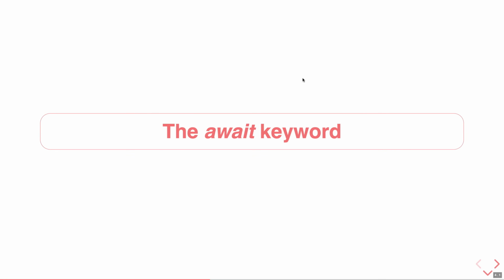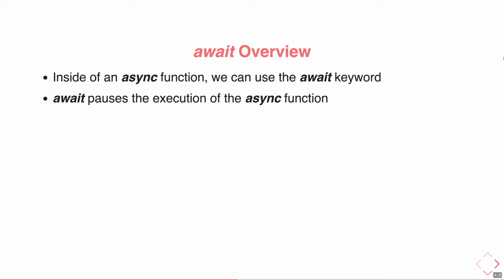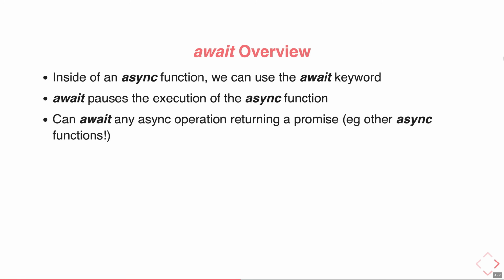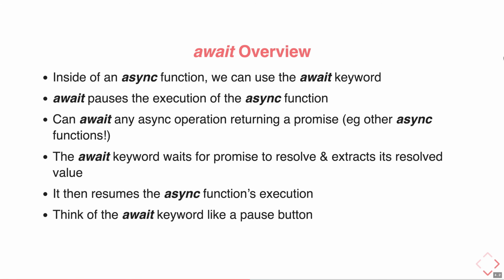Now, on to the missing piece, the best part, the await keyword. So the await keyword is used inside of an async function. We use it, and it essentially pauses the execution of that async function, and we can await any async operation returning a promise, including other async functions. Basically, it waits for the promise to resolve, and then it extracts its resolved value. And then after that, it resumes the rest of the async function's execution. It's basically like a pause button, and it's the magic piece that makes our code look synchronous.